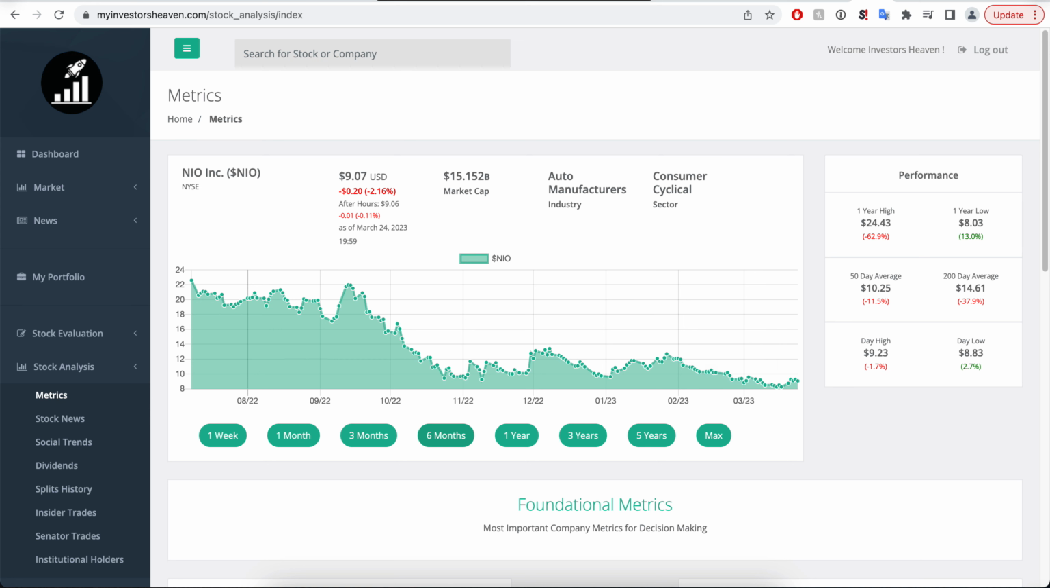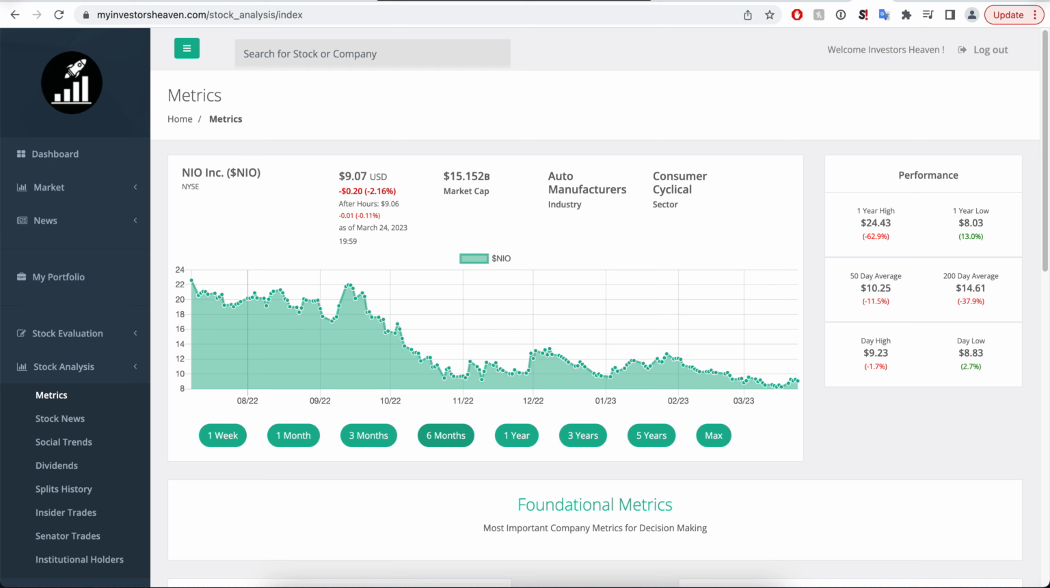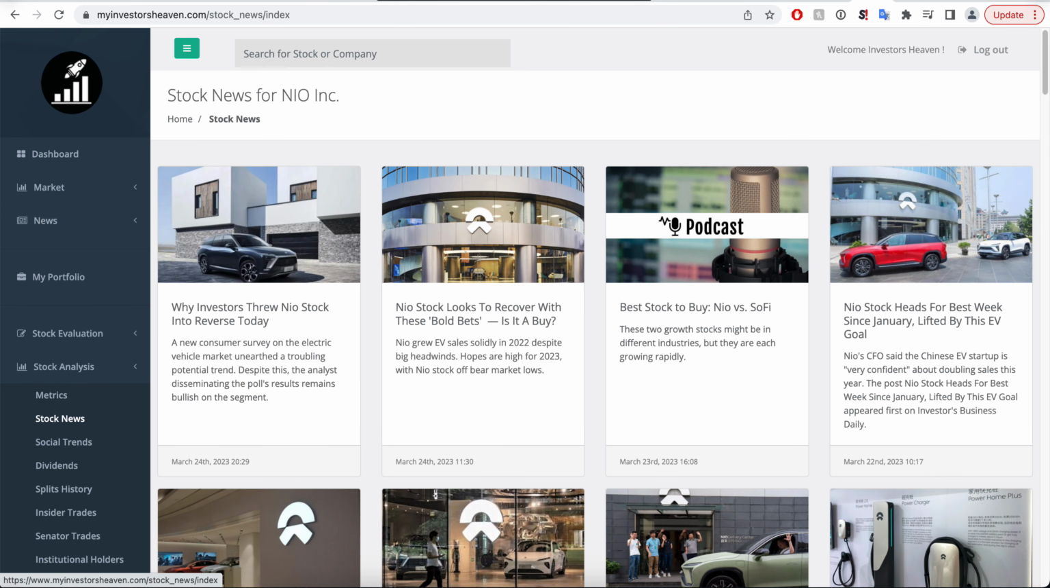Now, the stock has been battered, and the company has been having some high growth. We will look at the financials and examine it in more detail. But before we do that, I wanted to take a look at our stock news module here, because it quickly tells us a little bit of a story about what is going on with the company right now. It's wondering why investors threw NIO stock into reverse today, for example. So let's examine that.